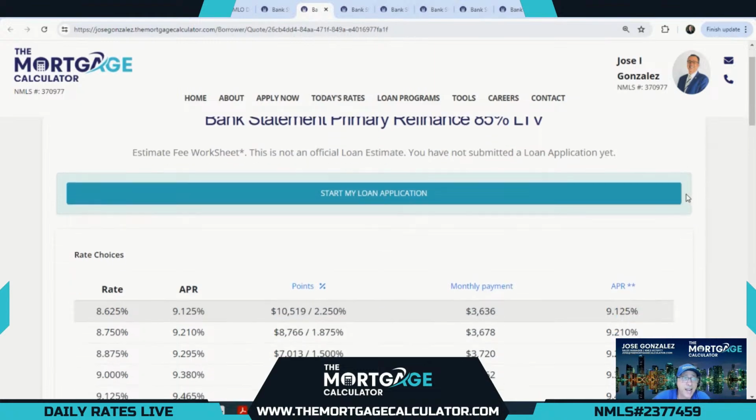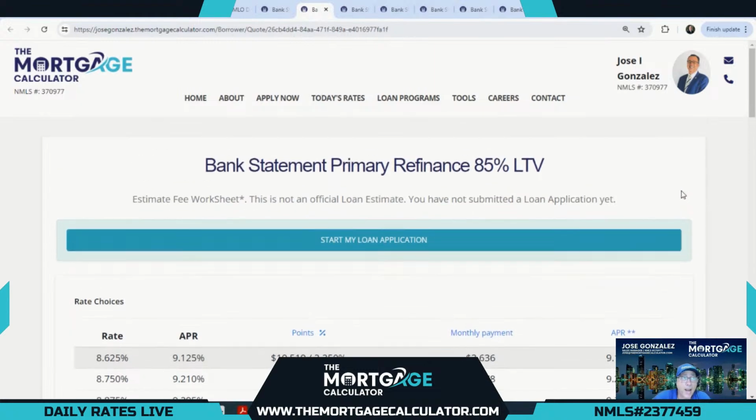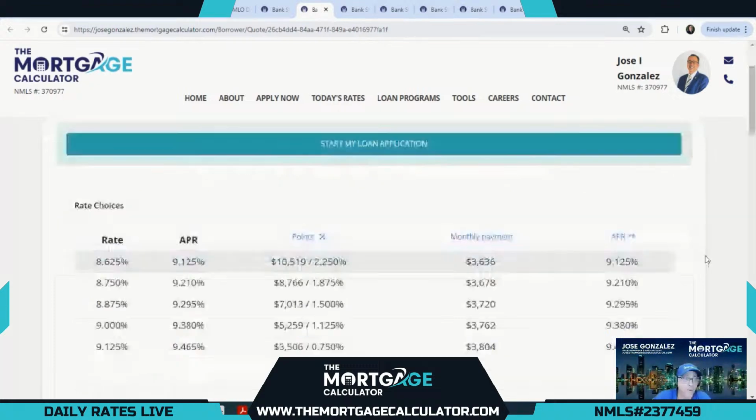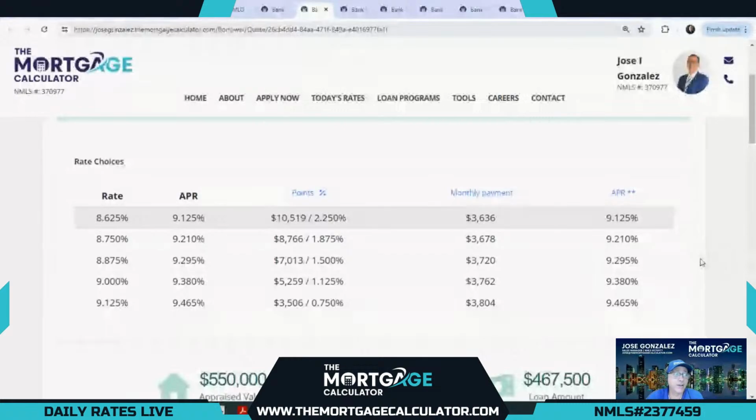And now our standard primary refi with standard credit, 85% LTV. 9.125 is our lowest cost option at a cost of 0.75. And you can buy that down all the way to 8.625 at a cost of 2.25 points.